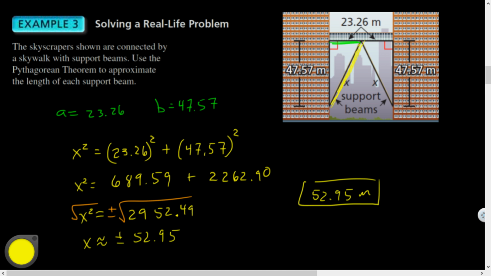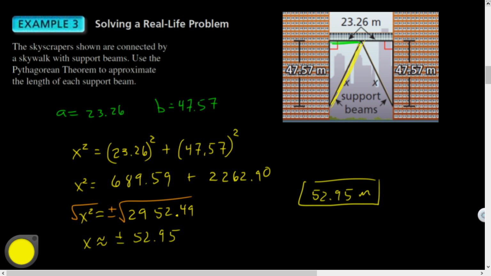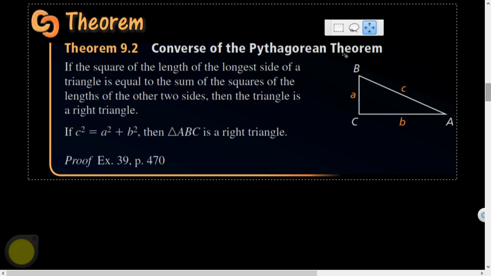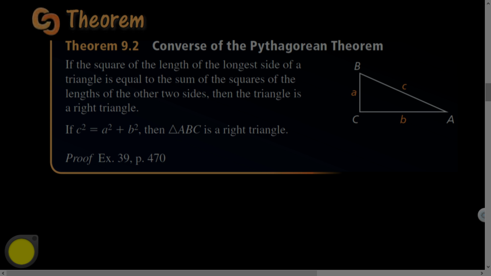Okay, guys, this gets interesting. What about the converse of the Pythagorean theorem? Now, the Pythagorean theorem is probably familiar to you, but the converse, perhaps not. I don't believe you've seen this. But it turns out that if the square of the longest side of a triangle is equal to the sum of the squares of the lengths of the other two, then the triangle is a right triangle. So you can use the Pythagorean converse as a test to determine right triangleness.